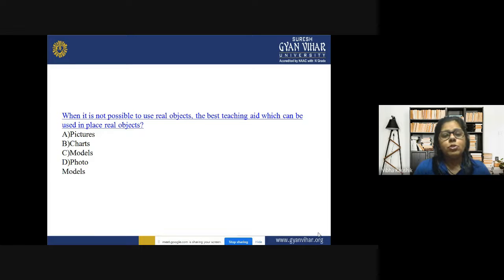Now students, you have to select the correct answer on the basis of the choices that have been given here. And the correct answer will be models, option C, that a teacher uses a model as the best teaching aid which can be used in place of real objects.